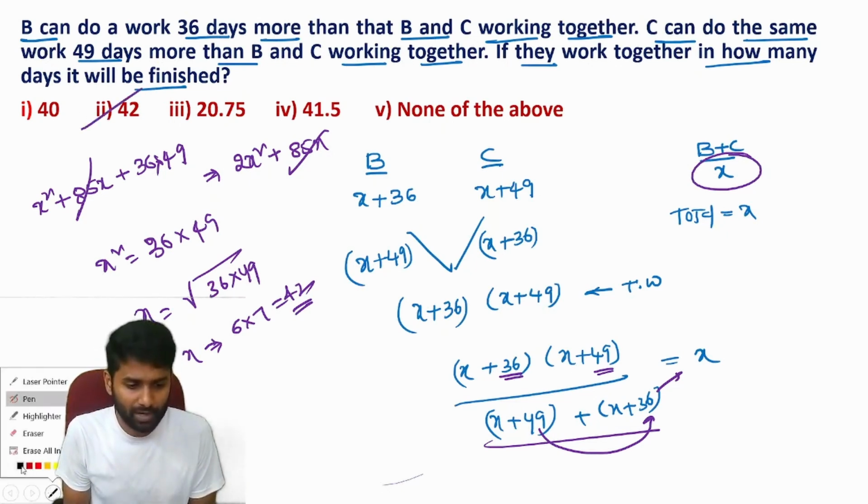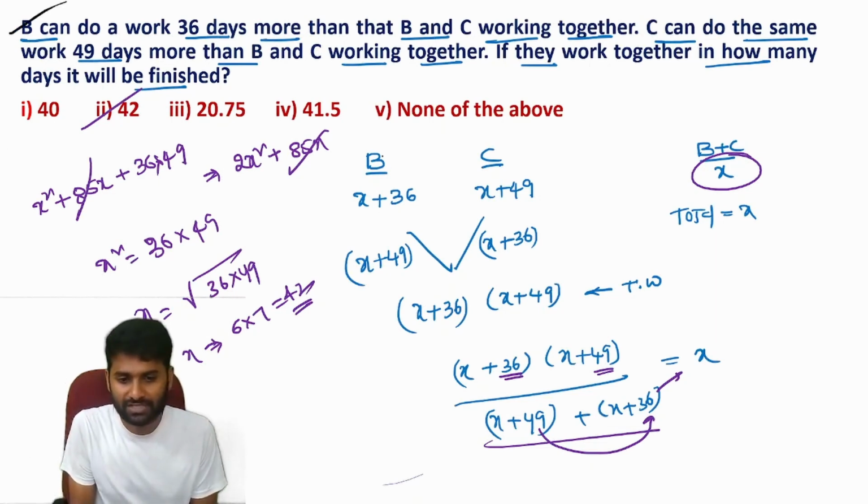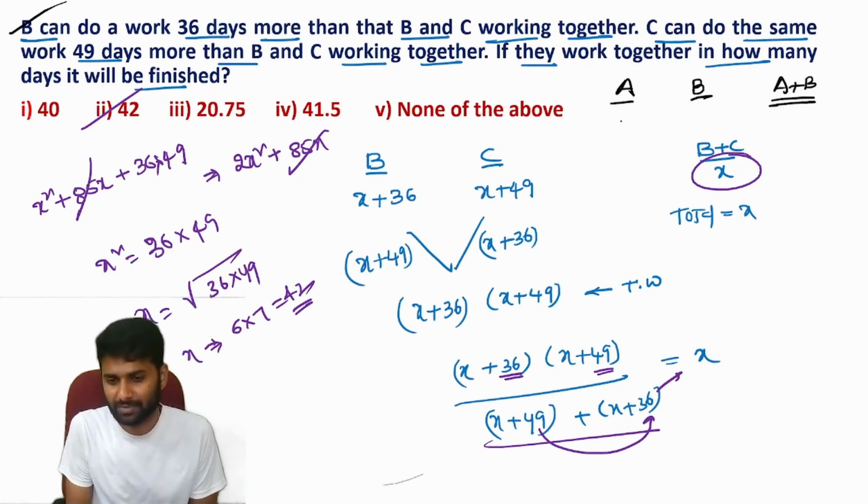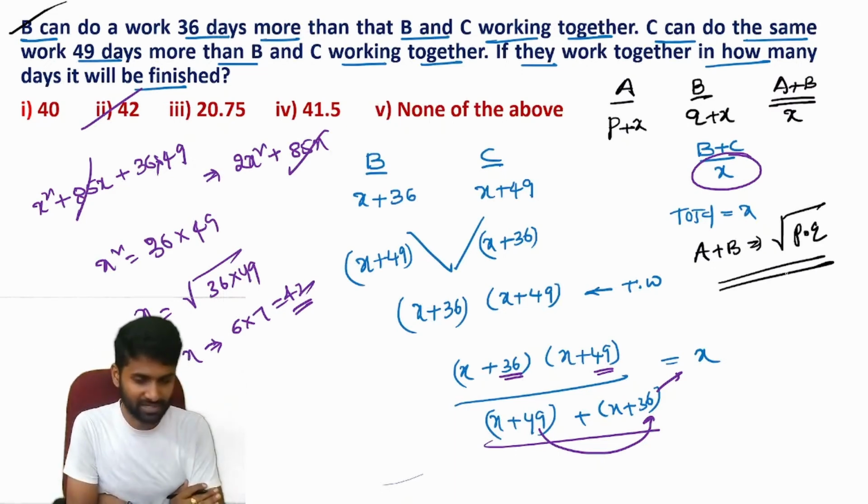But remember one point, guys. If you see these kinds of questions, comparison says that, for example, if A and B together take x days, A completes the work in P plus x, B completes the work in Q plus x. Then if you want how many days it takes for both to work together, your answer is root over P into Q. So remember this concept, guys.